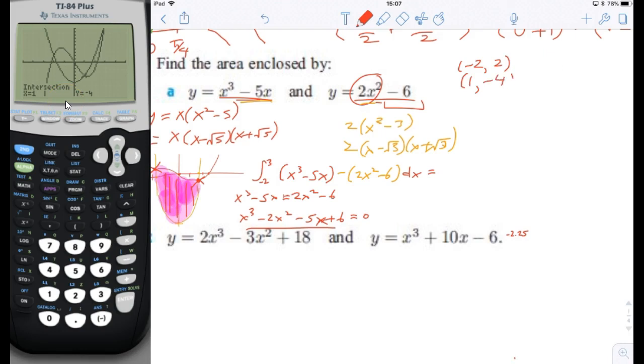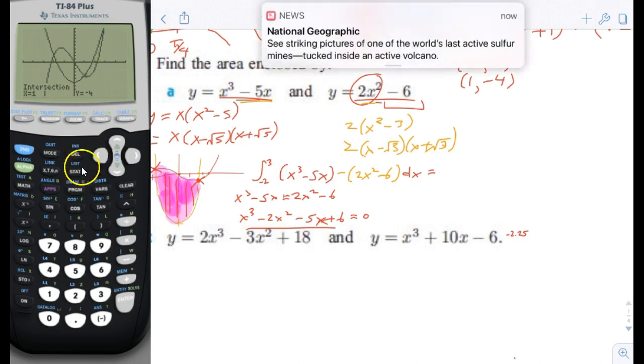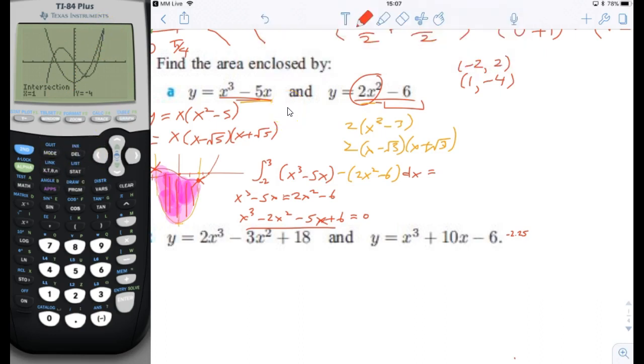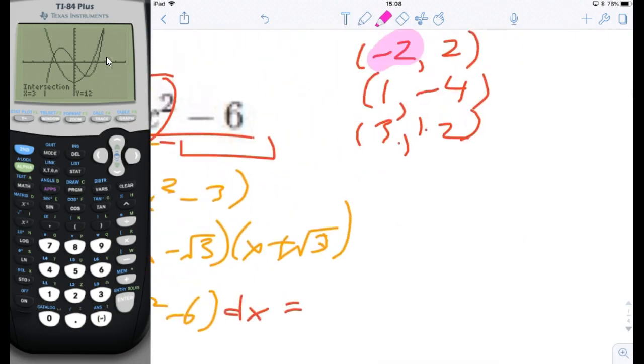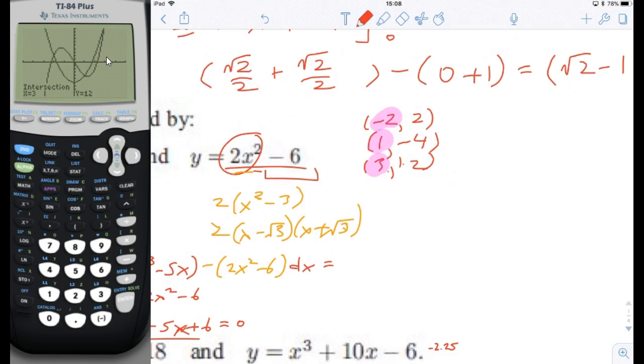1, -4. And now I need my last intersection, which looks like it's right at the edge of the screen here. Hopefully it's not off the screen. If it's off the screen, I might have trouble finding it. So let's try, see if it is on the screen. Second calc, intersect, and then first curve, yes, second curve, yes, and then we're going to move the cursor close to that point and see if it picks it up. It did, 3, 12. So there's 3 intersections, and actually we're more concerned with the x-coordinate of these intersections instead of the y-coordinate, and the reason why is because since we're doing this integration in terms of x, we only need the x values to find the limits of integration.